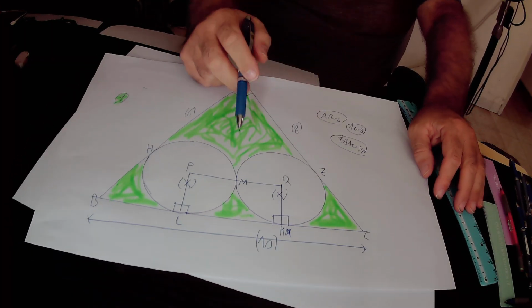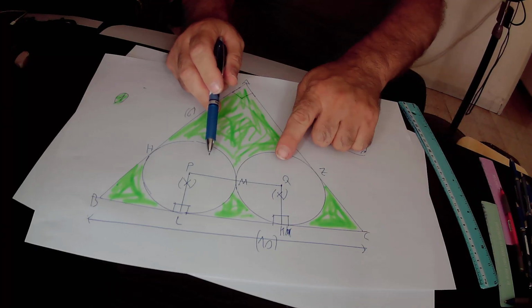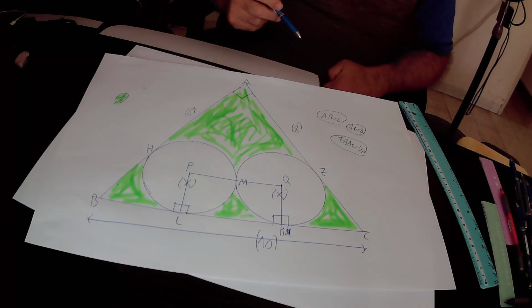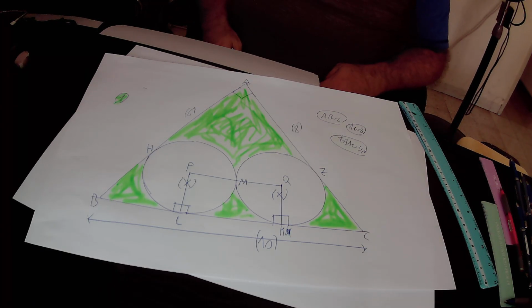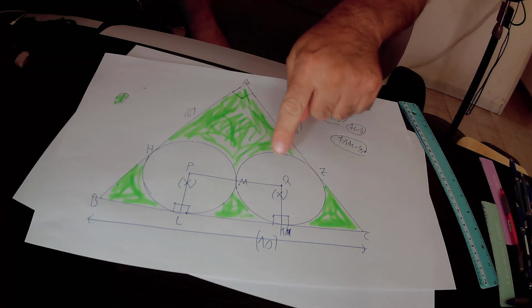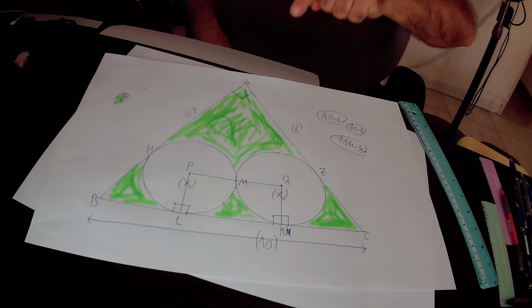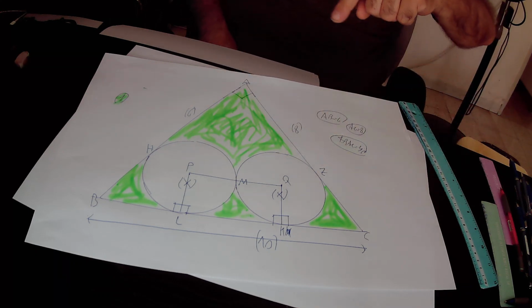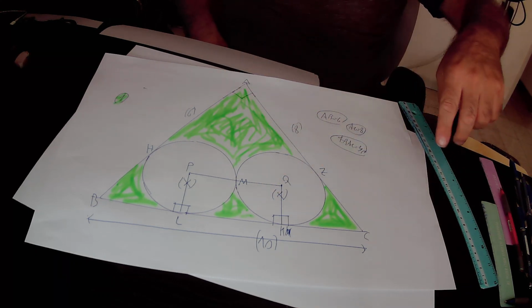Again, point M is the touching point of those two circles. So in the next step we will do a construction. From point M, that is the touching point of those two circles, we will draw a perpendicular on BC. Again, from point M we will draw a perpendicular on BC.